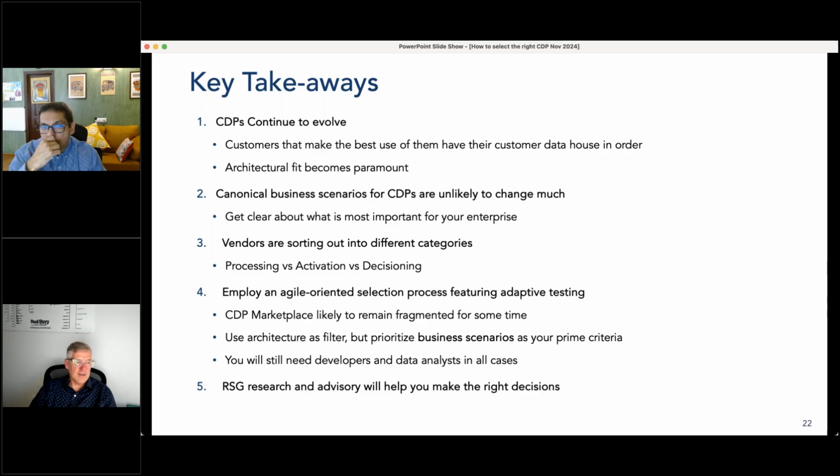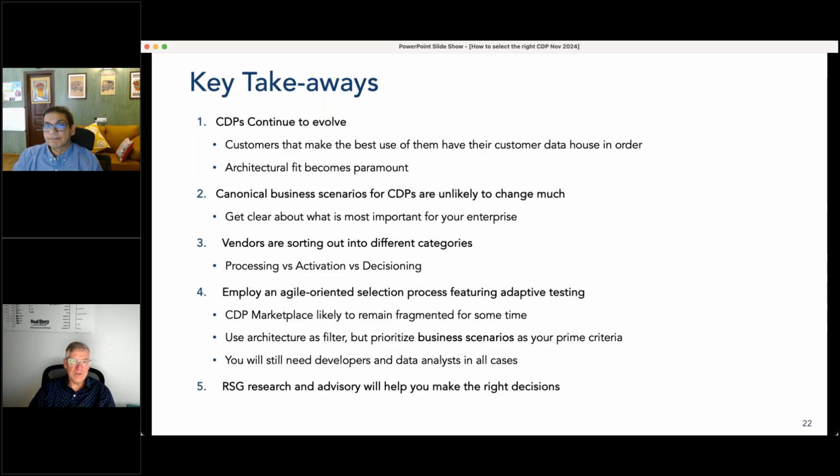They are, of course, only going to be as good as your data, and you may have data ops work to do before you can fully leverage a CDP. But architectural fit becomes very paramount because CDPs have various notions about how they're going to fit into your architecture. None are inherently good or bad, they're just different. The canonical business scenarios for CDPs are unlikely to change much, which means those 10 are likely to remain those 10. And so the key thing is to get clear about what's most important for you.